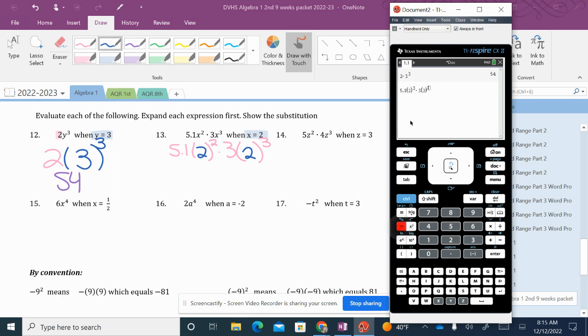Parentheses 2 to the power of 3. Enter, that gives us 979.2.